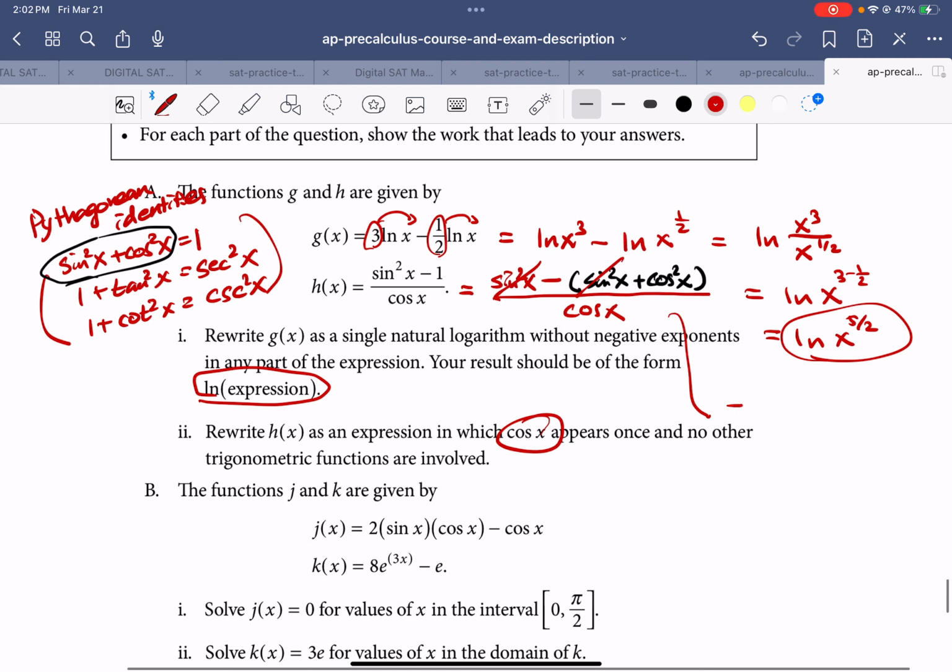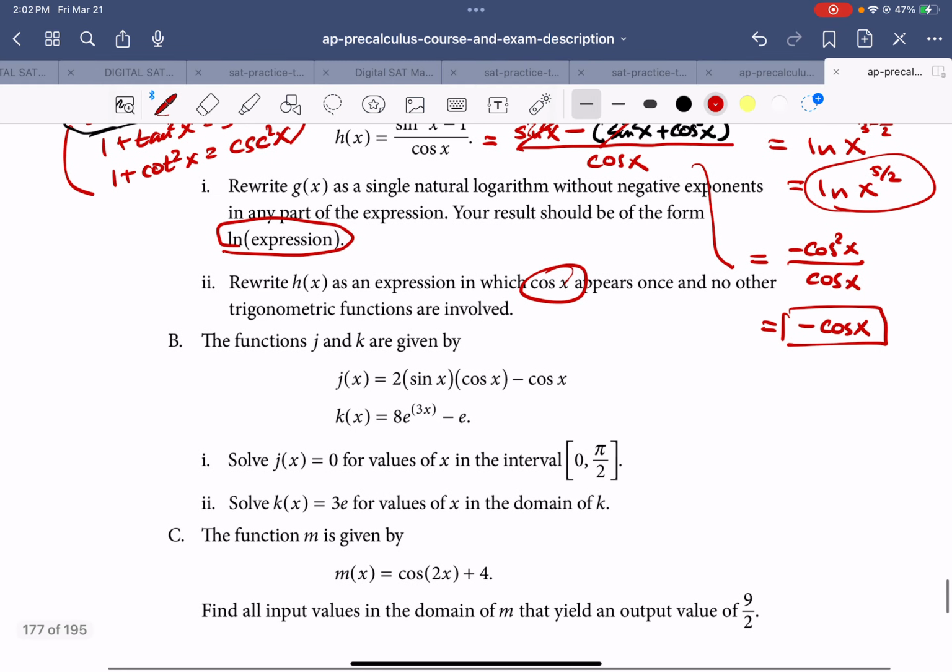Then you end up with, I don't have space there, so negative cosine square x over cosine x, right? Then when you reduce one of the cosines, you get negative cosine x. So that's your final answer. I have only one cosine x and no other trigonometric functions as a result here, so that should be okay for your final answer.